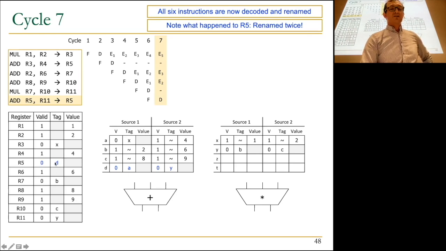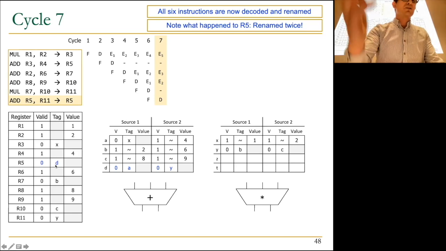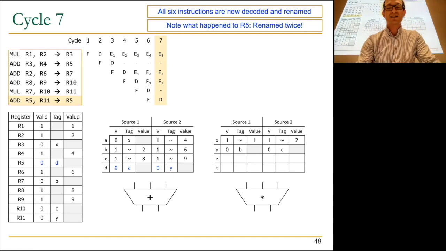Okay? So all of the instructions that are in between these two renamings of R5 are going to get the first definition of R5 because they're referring to A, right? Because they were renamed using this definition of R5. All of the instructions that are going to source R5 after this add are going to get the value from D, okay? But we don't have such instructions because we're done with the instructions right now.